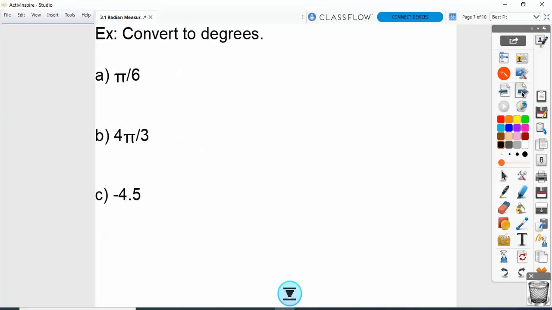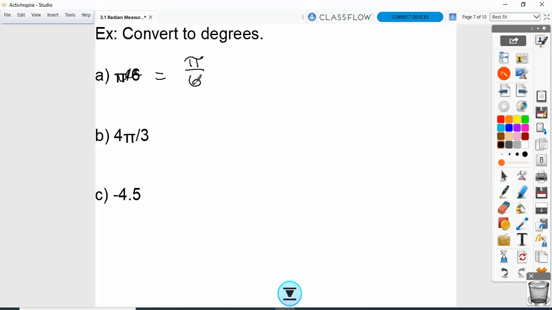I want to change these to degrees. And I apologize for the way they're typed. This is pi divided by 6. Keep in mind, it's really tempting a lot of times when we're looking at radians, they have a pi in it. But it doesn't have to. You're not looking to see if it has a pi or not. You're looking to see does it have a degree symbol or not. This doesn't have a degree symbol, so that's radians.